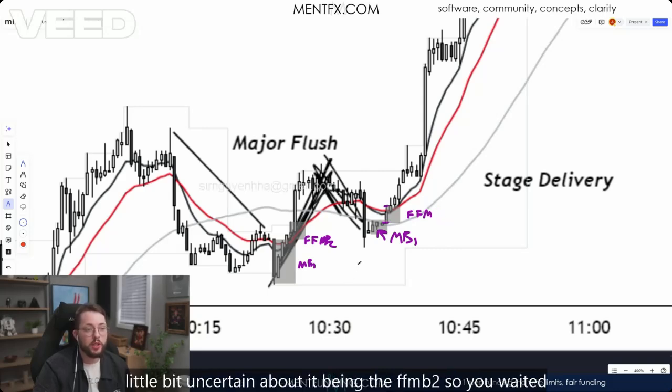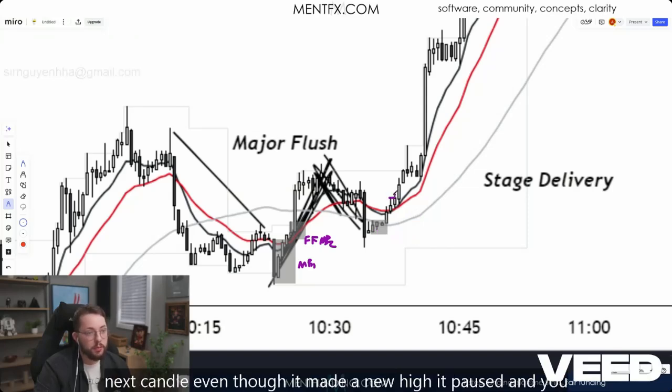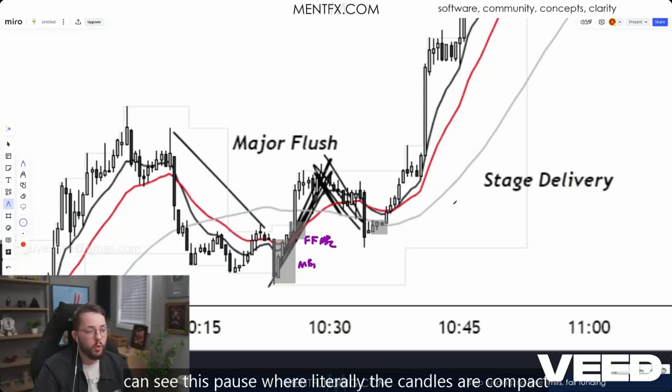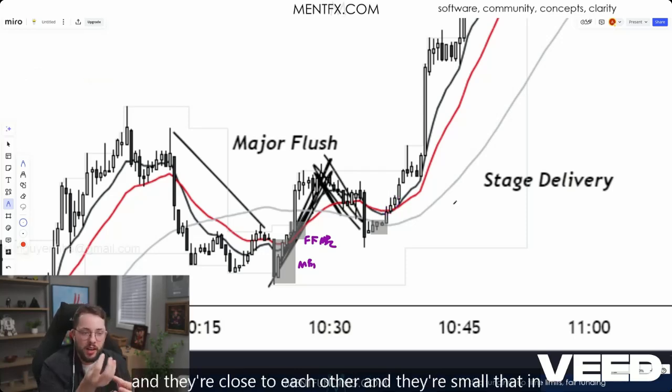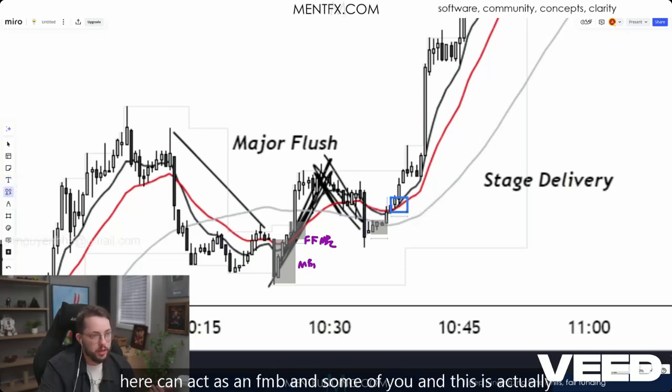Or maybe you were a little bit uncertain about it being the FFMB2, so you waited, and the next candle, once again, moved basically through the high, and then the next candle, even though it made a new high, paused. And you can see this pause where literally the candles are compact, close to each other and small, that in itself can act as another FMB, okay? So basically from here to here can act as an FMB.